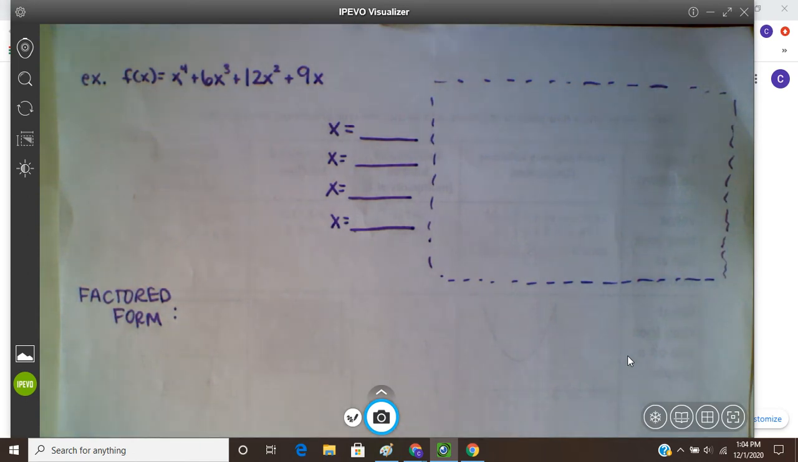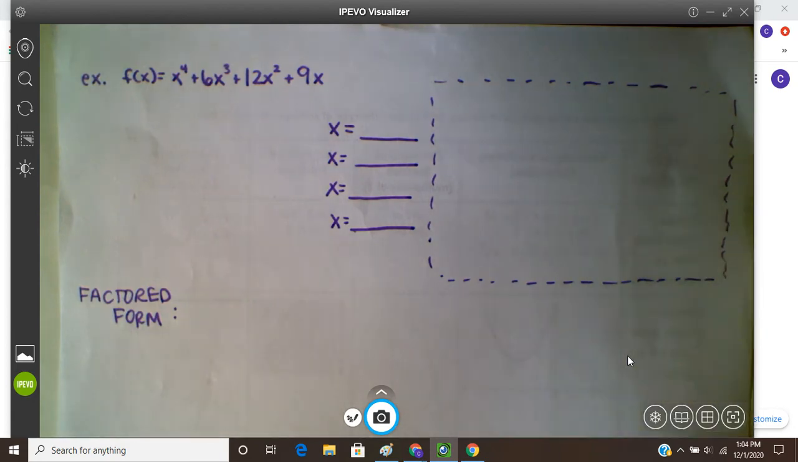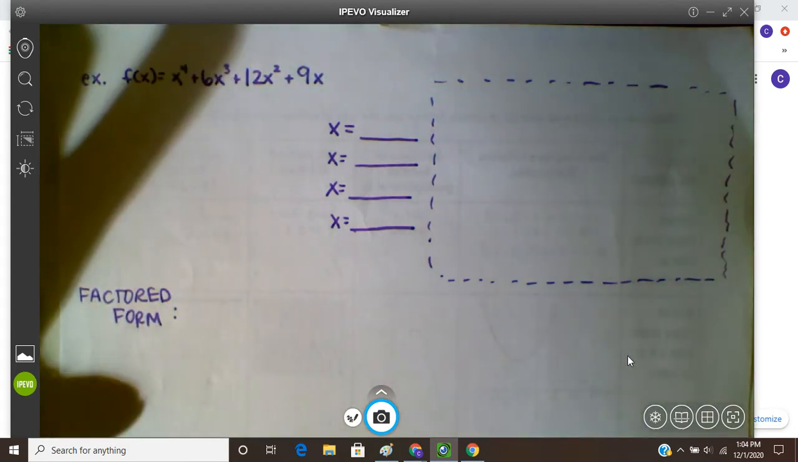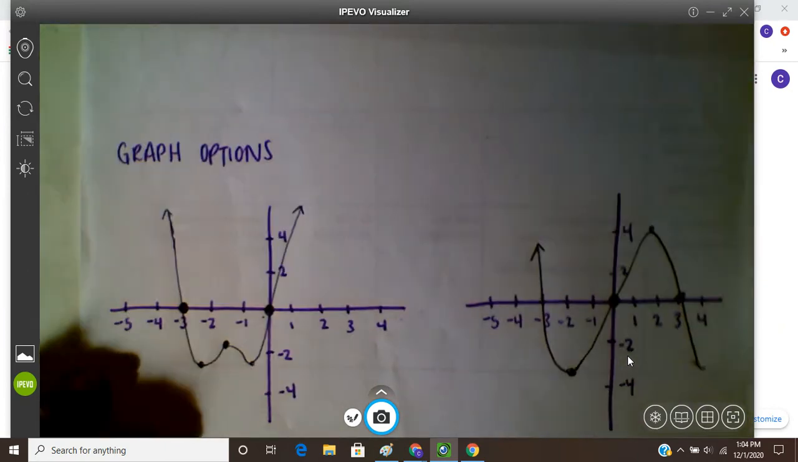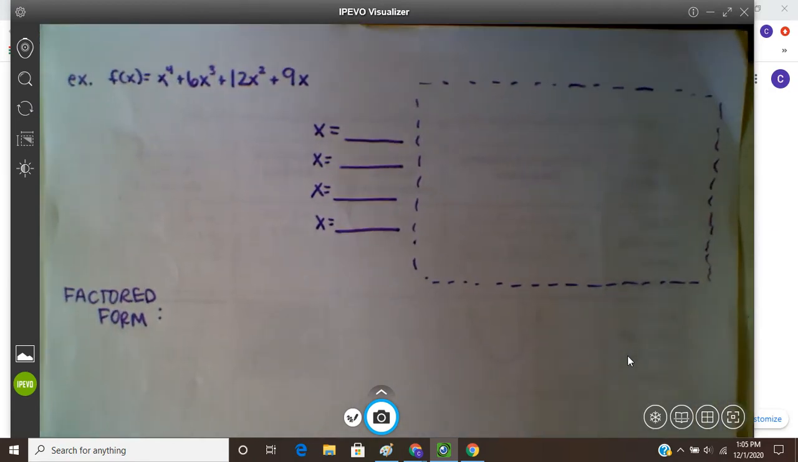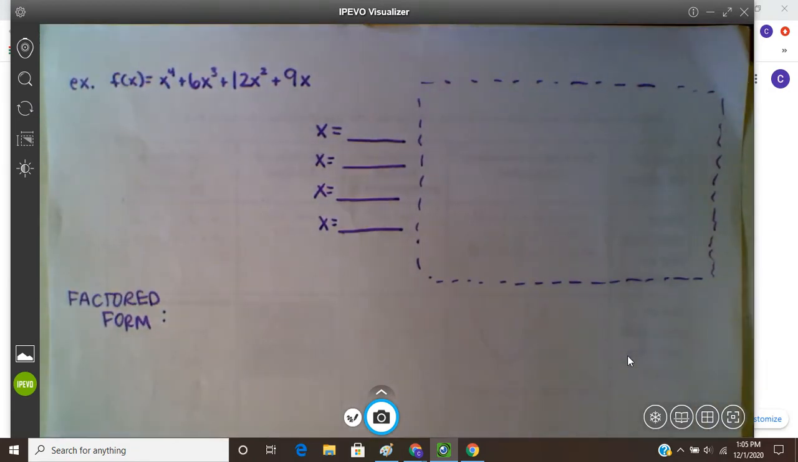Hello, class. I just wanted to quickly model for you today's activity of practicing finding all zeros with polynomials because it's kind of odd in the way it's formatted. So you have a bunch of boxes that look like this, and then you have a second page with a bunch of graph options. So I'm going to model through an example that is not on your worksheet.